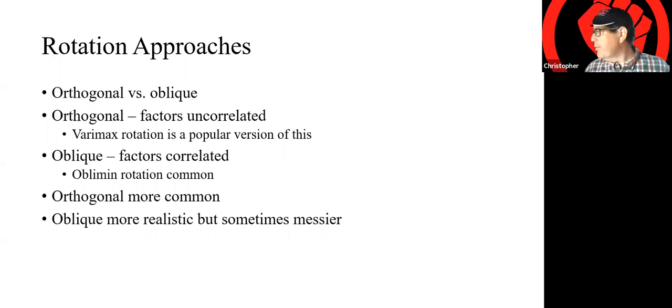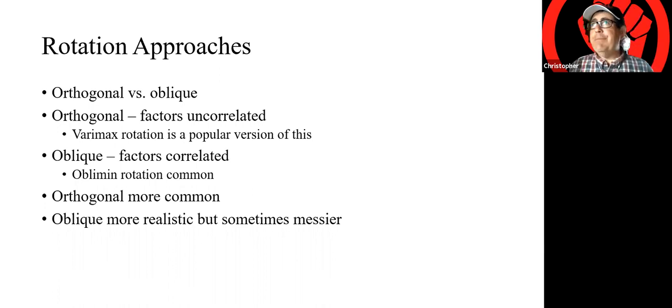In general, I would say that orthogonal rotations are most common. And again, I think that's something that's probably historical in that they're easier to calculate if you have to calculate them by hand. Oblique rotations are more realistic. They're sometimes a little messier. And again, we know psychology as a field has problems with messy results. So even though oblique is more realistic, sometimes people avoid it.